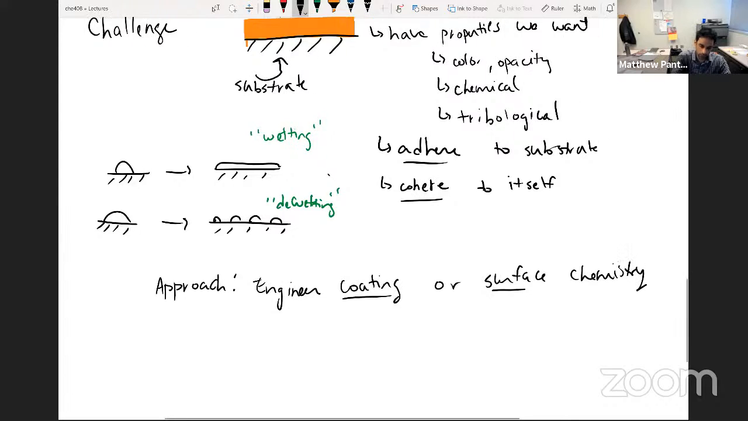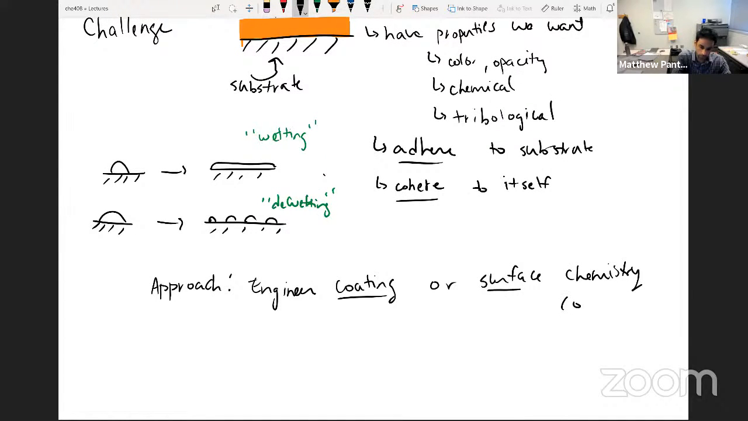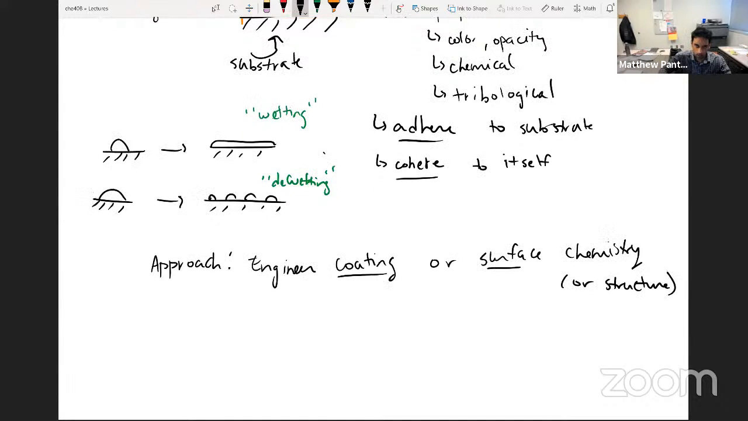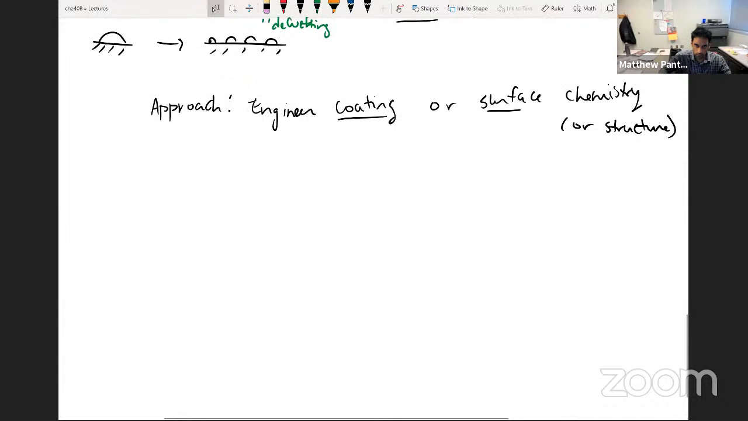I should add, we can change the surface chemistry or in some cases structure, because that can have the same effect. So I briefly wanted to give you an idea of ways that we can coat. Maybe I'll get more into coating, the specifics about paint, on Wednesday.